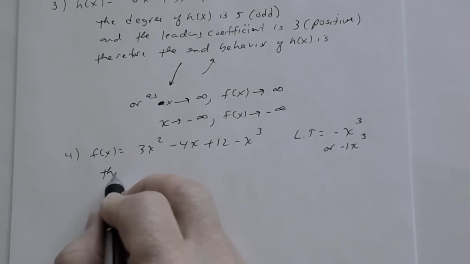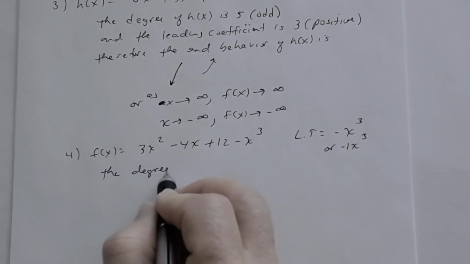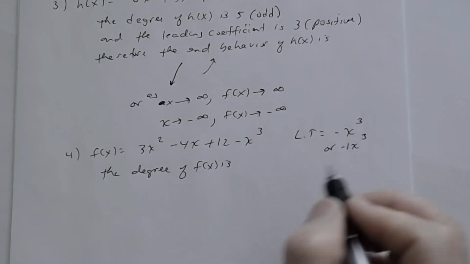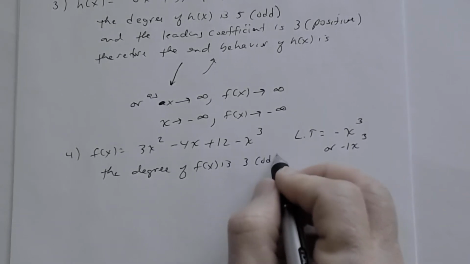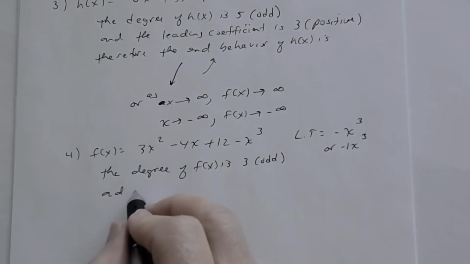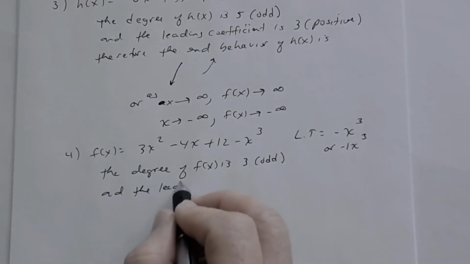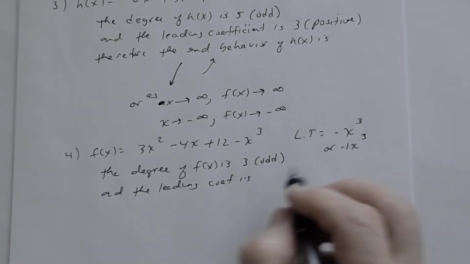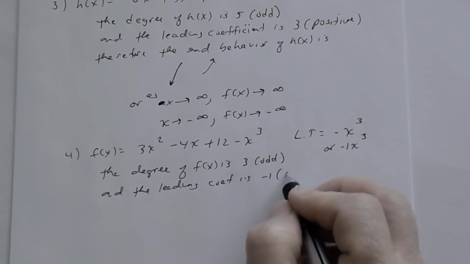Okay, now since we know the leading term now, let's talk about the degree. So the degree of f of x is 3, so that's odd. Okay, and now we got to talk about the leading coefficient. And the leading coefficient is -1, so that's negative, right?